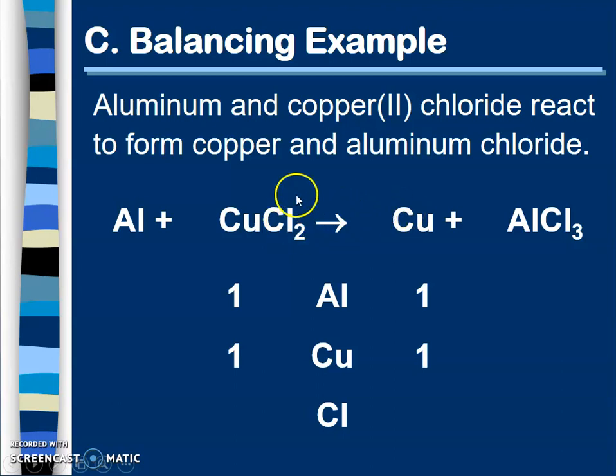Next, Cl's. I have 2 on this side because of that subscript. I have 2 Cl's here. Over here I have 3 Cl's. So I'm going to write down I have 2 on this side. I have 3 on this side.